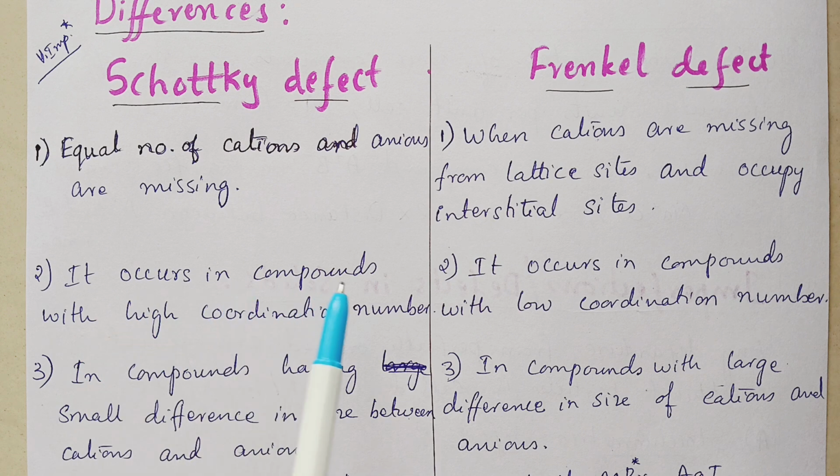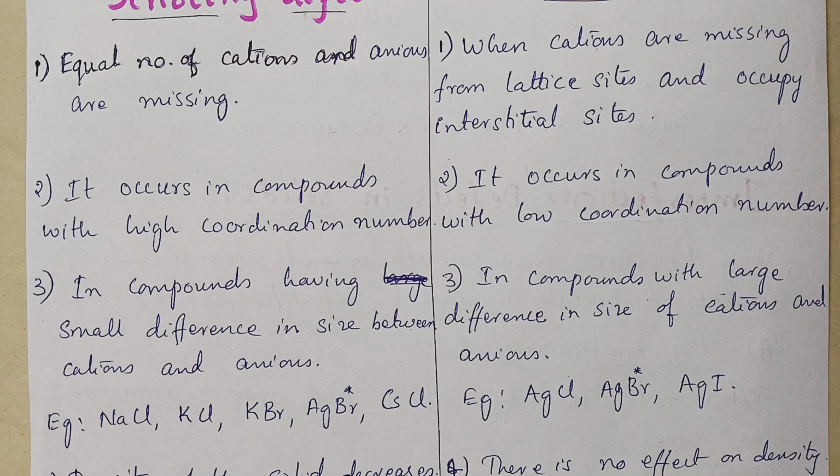Schottky defect occurs in compounds with high coordination number and in those compounds which have just a small difference in the size between cations and anions. But Frenkel defect occurs in compounds with low coordination number and also those which have a very large difference in the size of cations and anions. We will see some examples.